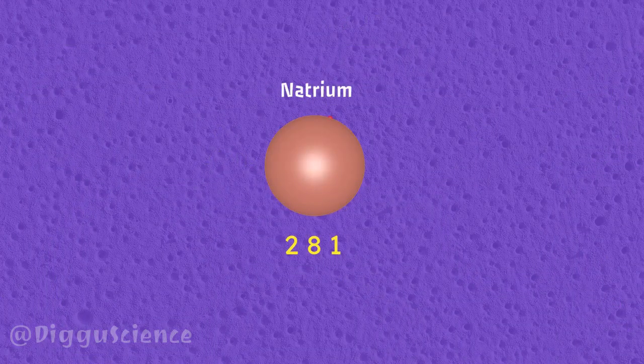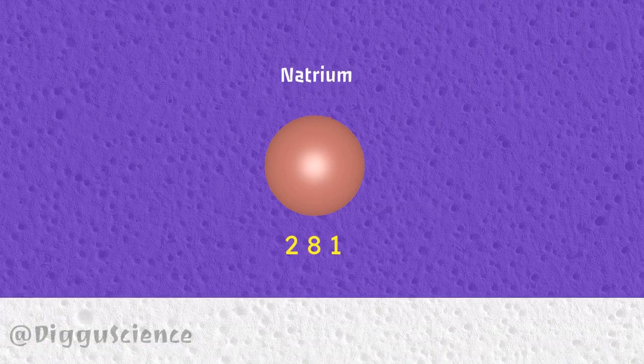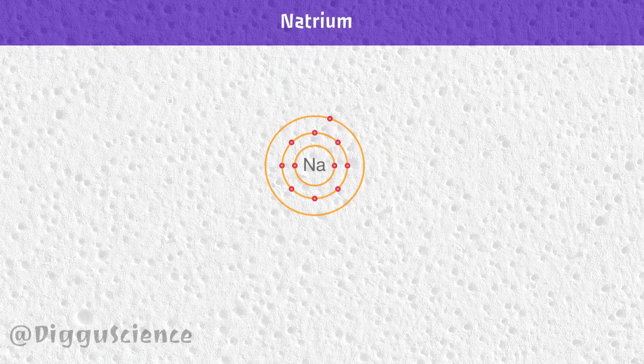Look at the following atoms. The sodium atom has an electron configuration of 2 8 1. The valence electrons of sodium are 1. If we have ever watched a video about atomic stability, we can say that the sodium atom is not yet stable.